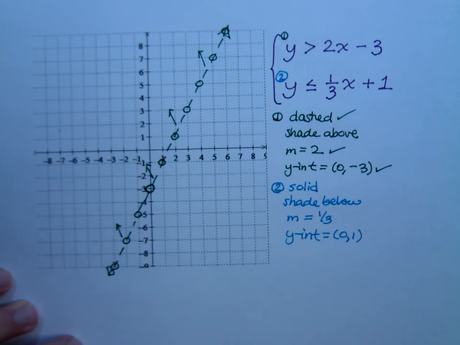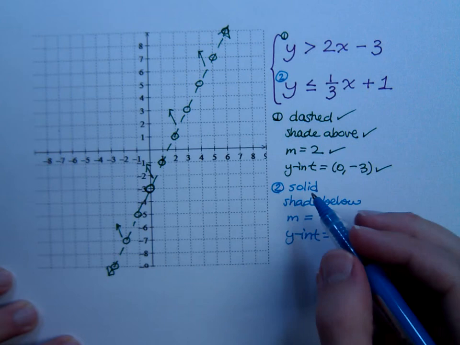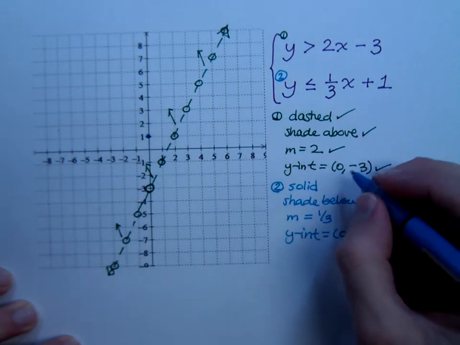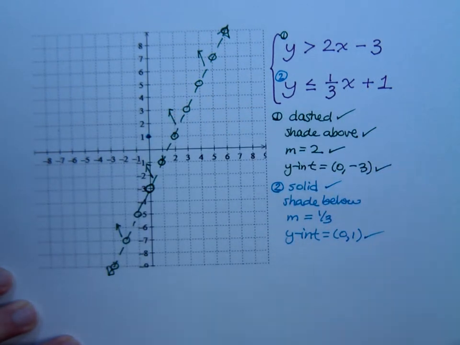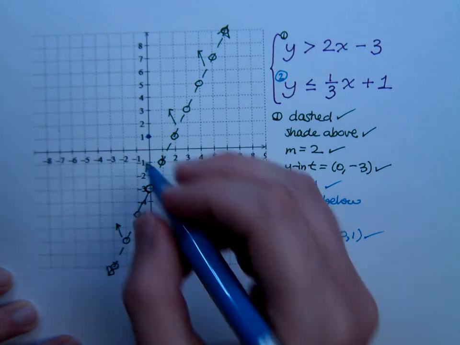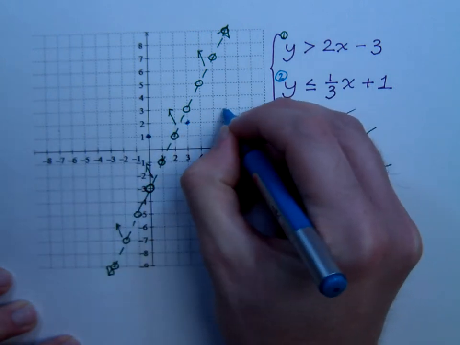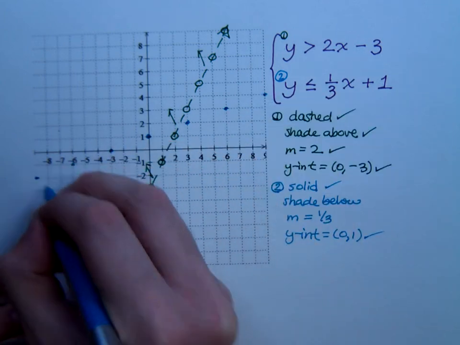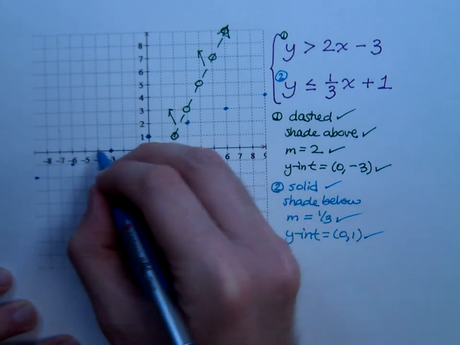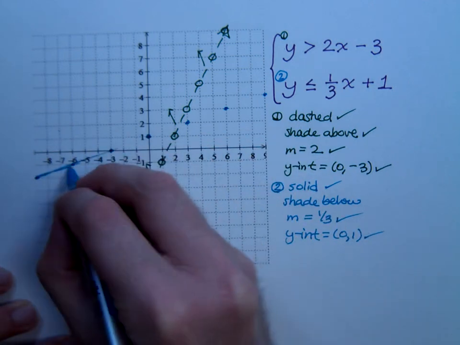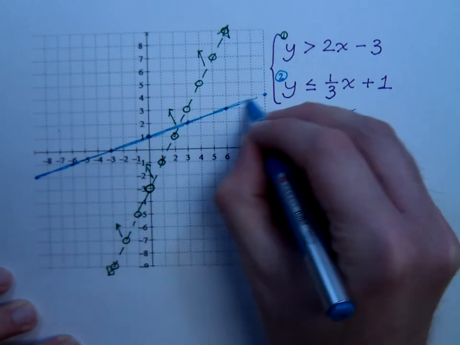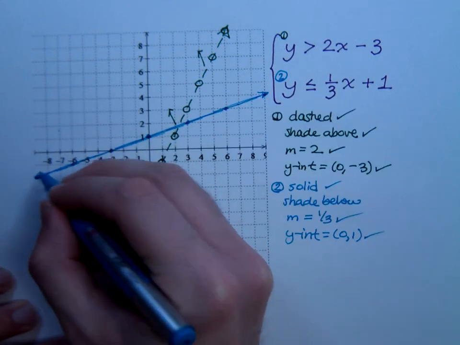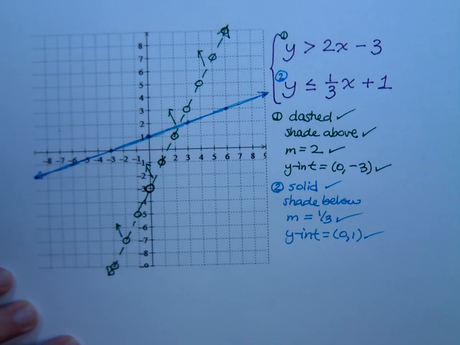Now, what about number 2? Where do I start? 0, 1. It's solid, so it's going to be a closed circle right here. So solid, 0, 1. Slope of 1/3, so that means I'm going up 1 over 3, so get all of those nice points. I would like to think that at this point in the game we don't have to worry about how I use the slope to get these points, but I just can get them. Does that look okay to you guys?